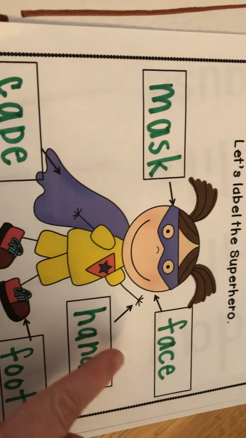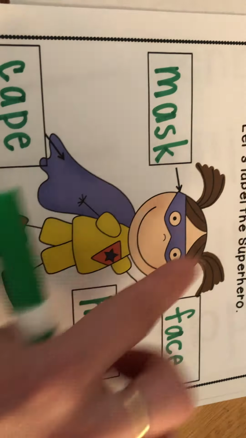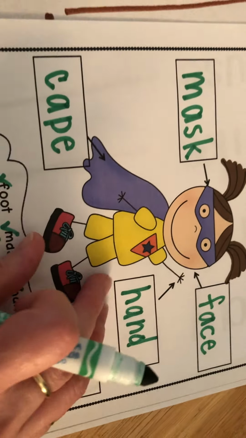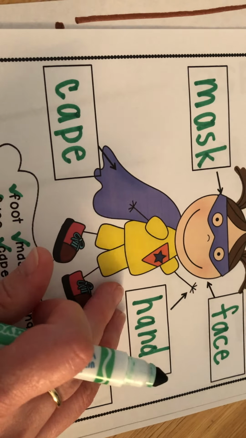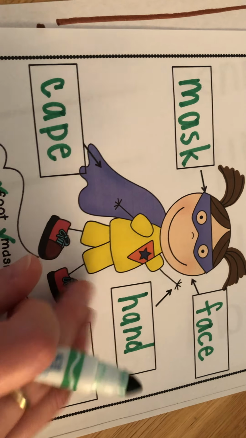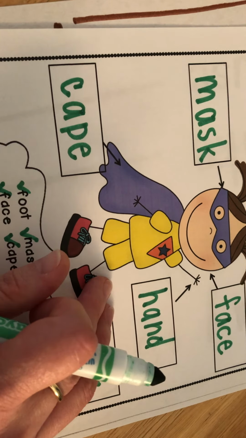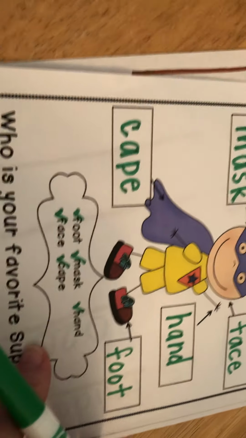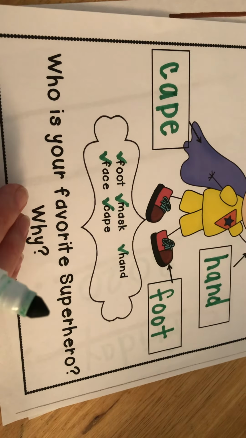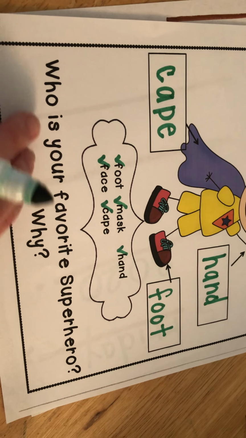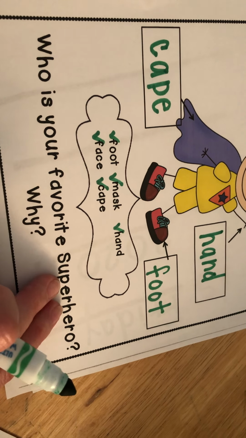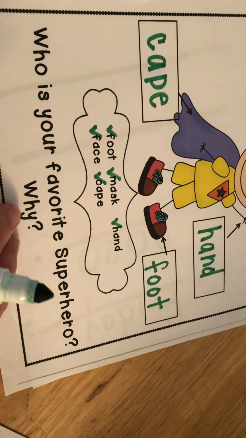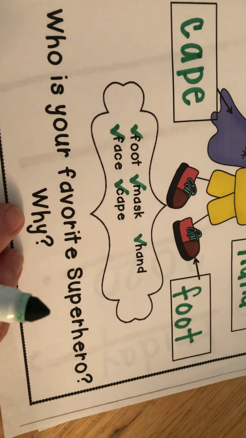So now that I have my different words labeling the superhero, I can save this for when I want to write a whole story about my superhero. And I think we'll save this and write a story next week. But I have a question before we go. It says, who is your favorite superhero? And then there's another question, why?